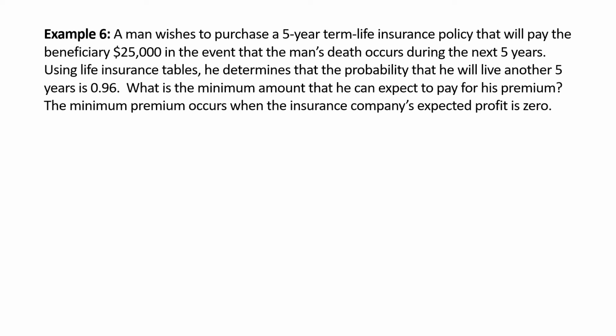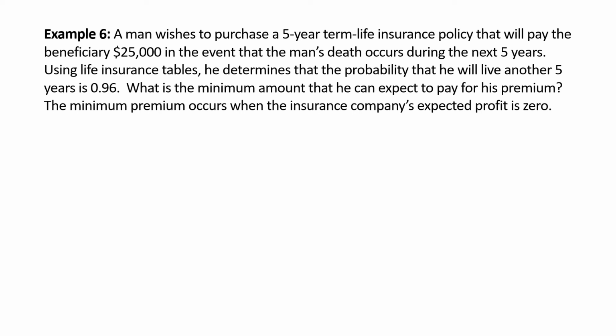Example, a man wishes to purchase a 5-year term life insurance policy that will pay the beneficiary $25,000 in the event that the man's death occurs during the next 5 years. Using life insurance tables, he determines that the probability that he will live another 5 years is 0.96. What is the minimum amount that he can expect to pay for this premium? The minimum premium occurs when the insurance company's expected profit is 0.